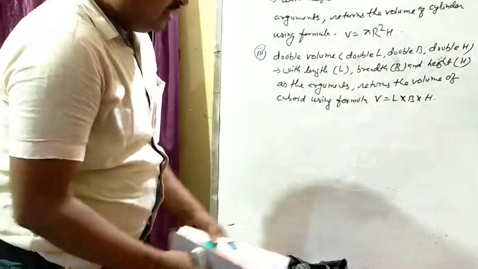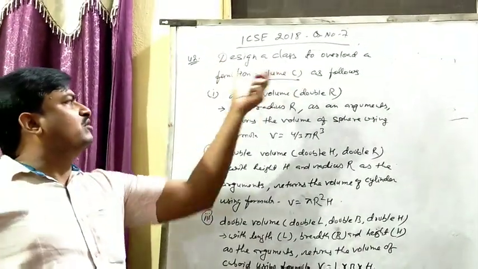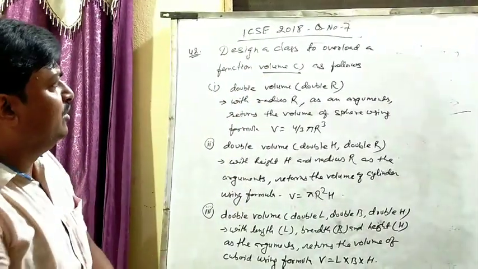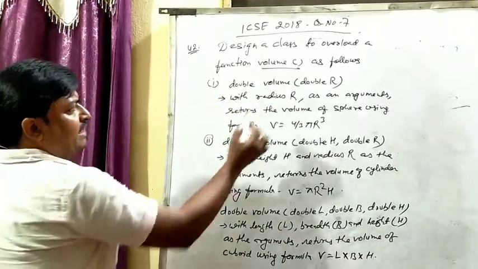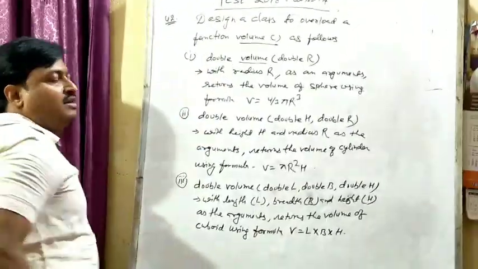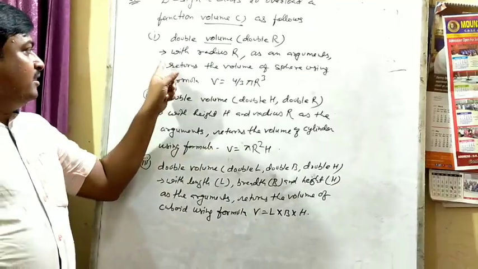ICSE 2018. So, student, the question is: design a class to overload a function volume as follows. First is double volume. See, the function name is volume. This is the return type of the function, means the function will return a double type value. Parameter is double R.